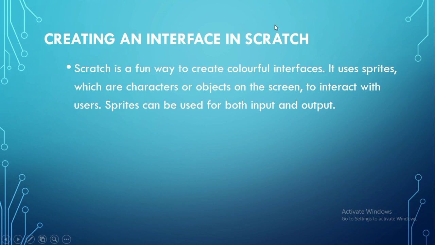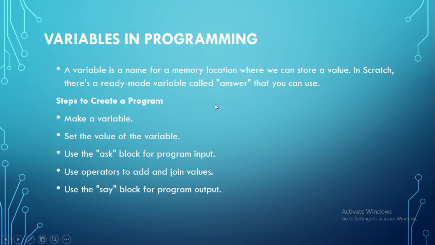Creating an interface in Scratch. Scratch is a fun way to create colorful interfaces. It uses sprites, which are characters or objects on the screen, to interact with the user. Sprites can be used for both input and output. We have already discussed variables in programming. A variable is a name for a memory location where we can store a value. In Scratch, there's a ready-made variable called answer that you can use.